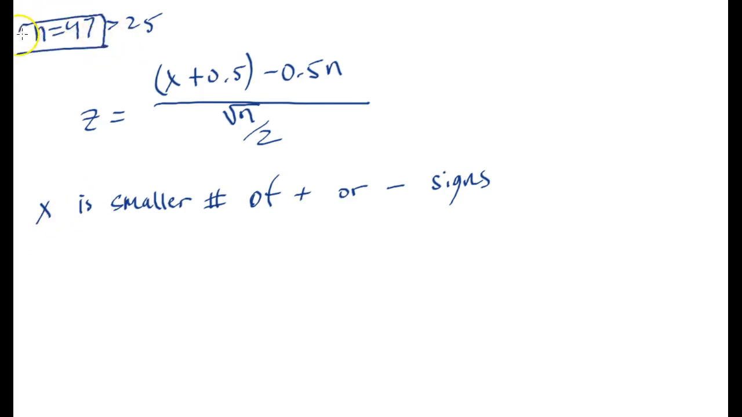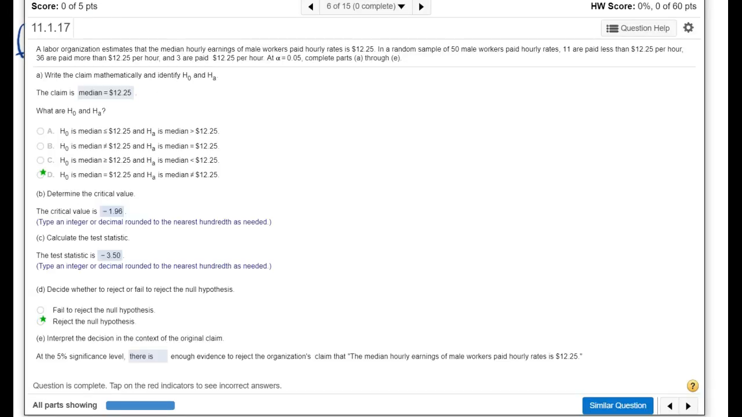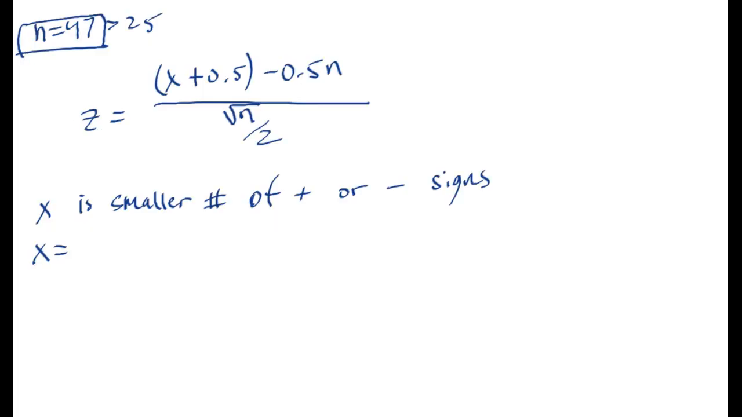We already have n equals 47, so we'll be using that in this formula. In this case, x is the smaller number. So the smaller of the plus or minus: in a sample size of 50, 11 pay less and 36 pay more. So 11 is our x value, since it's the smaller between 11 and 36. So x is 11. Let's plug in those values: 11 plus 0.5 minus 0.5, and n is 47.